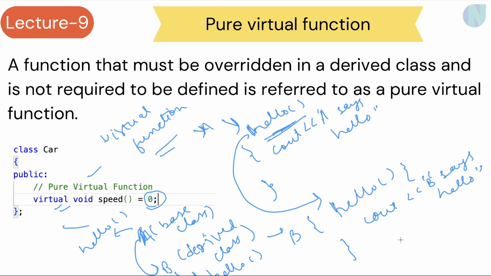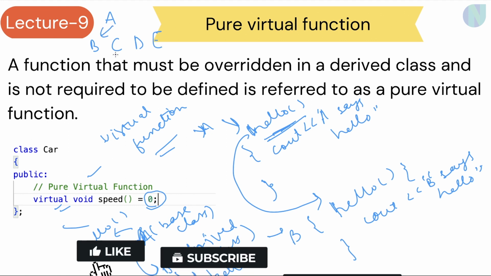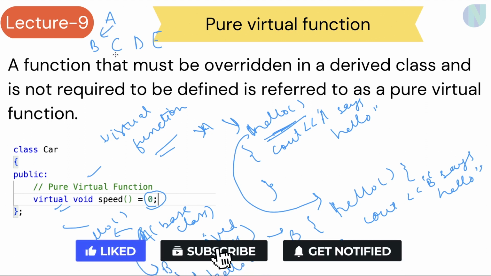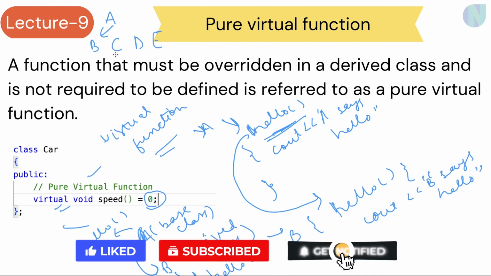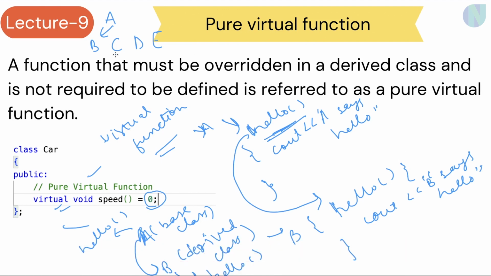So what is the need of pure virtual function? Consider I am having a class A, then a class B, a class C, a class D, a class E. B is deriving properties from A, C is deriving properties from A, D is deriving properties from A and E is deriving properties from A. Consider A is a class animal, B is a class dog, C is a class cat, D is a class bird, like this.